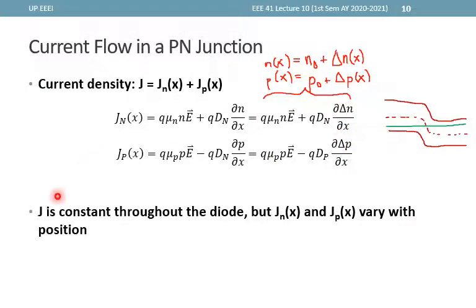So again, we are considering that J is constant and not a function of space, but Jn and Jp may vary with position. Now, since we will eventually use MCDE in the quasi-neutral regions, from our MCDE approach, we actually disregard these terms for the minority carriers. So more on that in the following slides.